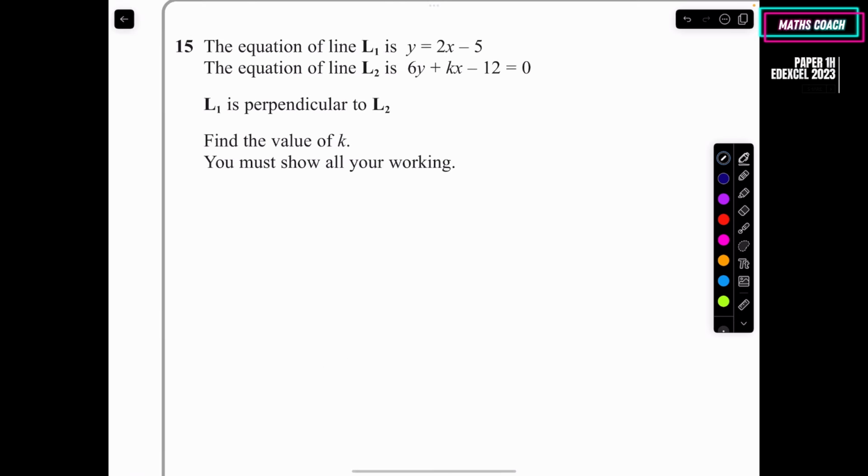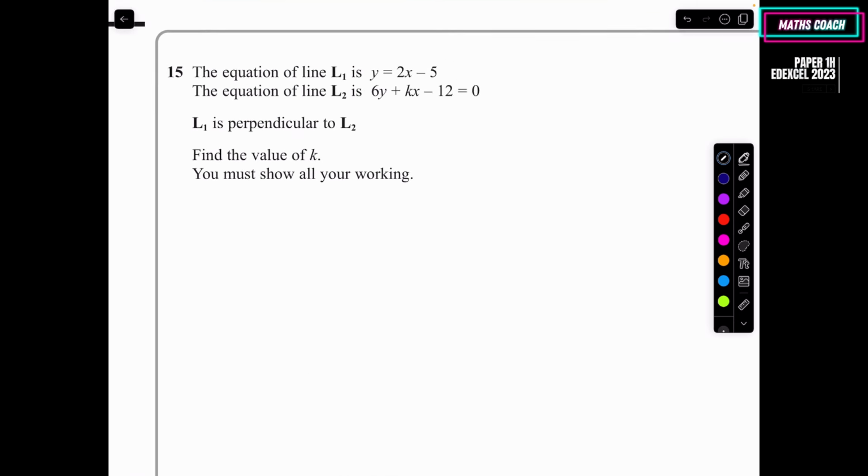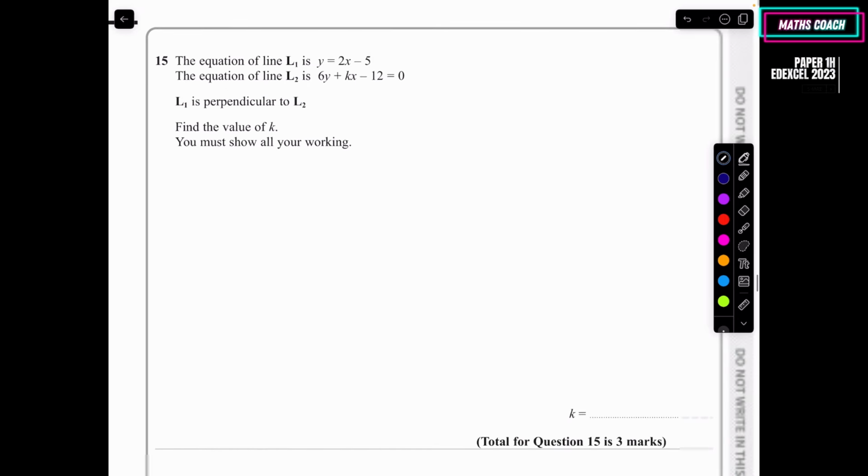Question 15. The equation of line L1 is y is equal to 2x minus 5. The equation of line L2 is 6y plus kx minus 12 equals 0. L1 is perpendicular to L2. Find the value of k. You must show all your working.